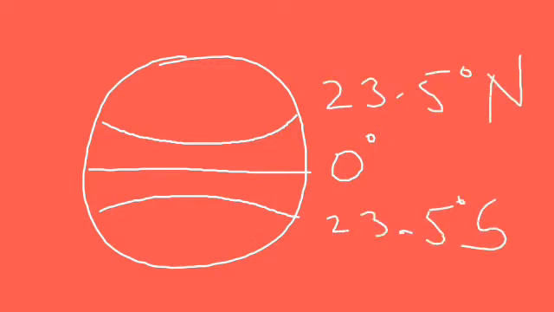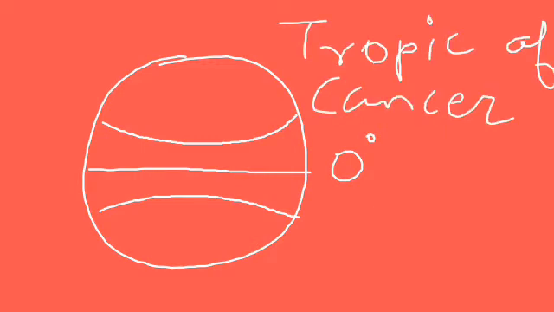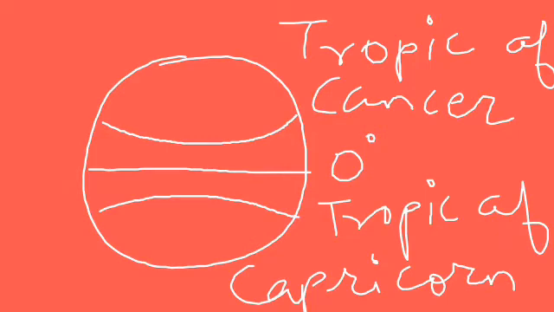Okay, there are two lines drawn equidistant, at about 23.5 degrees in the north and southern direction, and the name of the line drawn on the north side is the Tropic of Cancer. Okay, so 23.5 degrees north is the Tropic of Cancer, and as opposed to that, 23.5 degrees south is the Tropic of Capricorn.